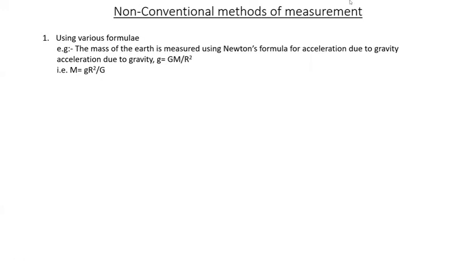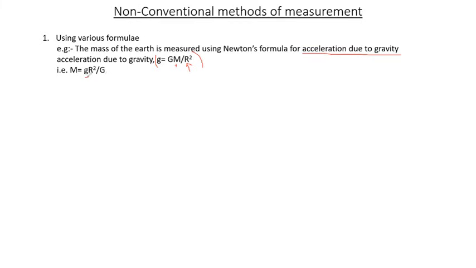Now, I hope you are aware of the formula of acceleration due to gravity. It is given by g equal to GM by r square. Here small g is the acceleration due to gravity, capital G is the gravitational constant, M is the mass of the earth and r is the radius of the earth. Now we can rearrange this equation to find that M, the mass of the earth, is equal to acceleration due to gravity into radius square divided by the universal gravitational constant.